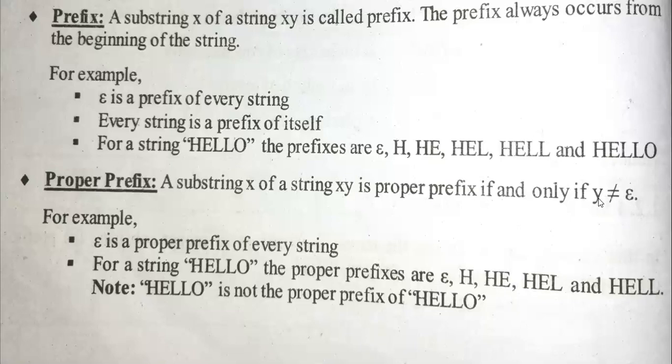then this condition fails. Y should not be equal to epsilon. If you consider HELLO as X, then what exactly is Y? We don't have any value for Y, so Y will become epsilon there. So this should not be violated. Because of that, we leave out that case. Apart from that, whatever is on the right-hand side, we consider as a proper prefix. Because of this, here we get a note: hello is not a proper prefix of hello itself.